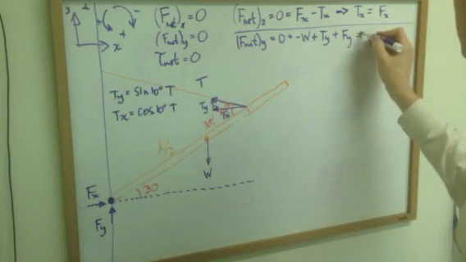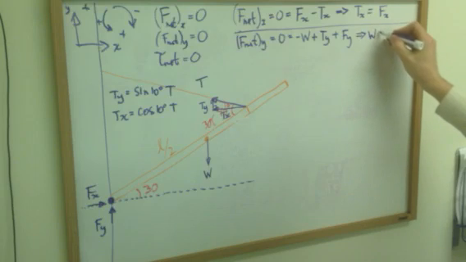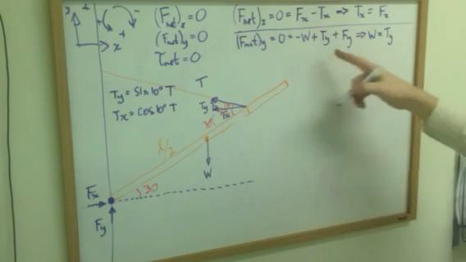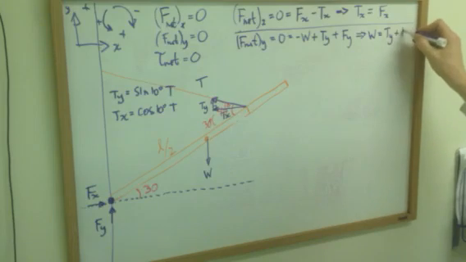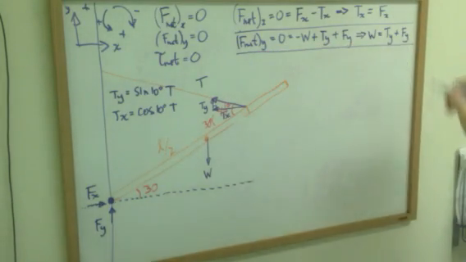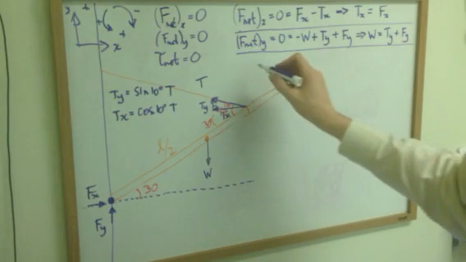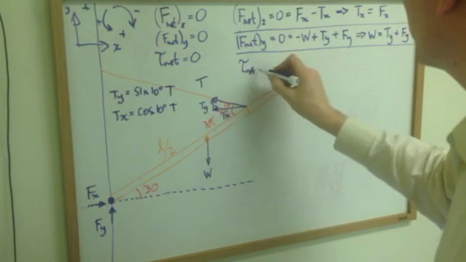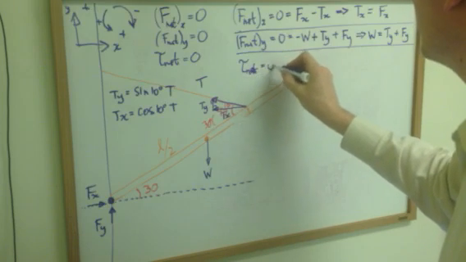Sure, I'll restate it here. This is weight, which has the same magnitude as Ty plus Fy. Okay. Torque, net torque is equal to 0.